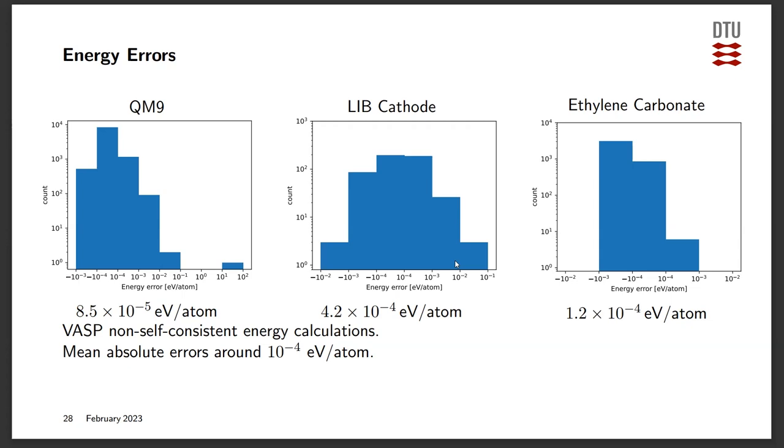So I made this histogram also in a log scale, otherwise it would just look like everything is here, 10 to the minus 4. But when we do it like this, we can also see that there are some outliers with high energy errors. So if you want to use this, you will also need to figure out a way of detecting when this happens.